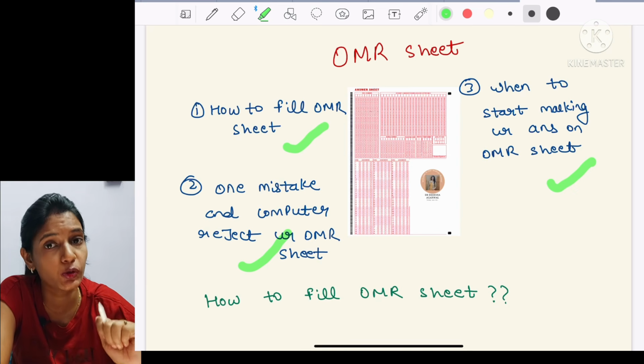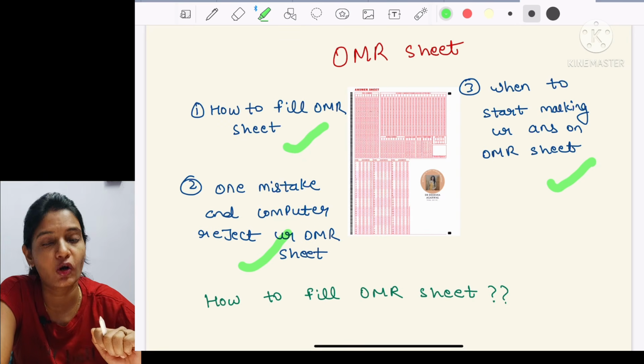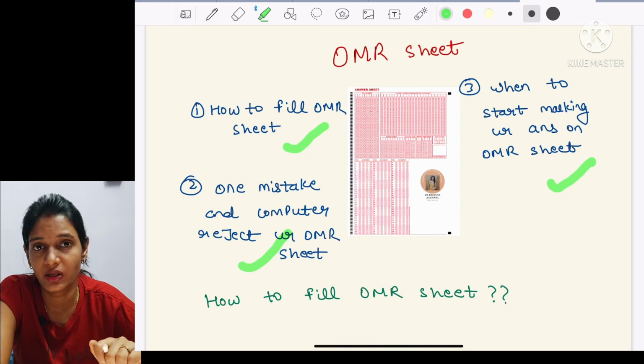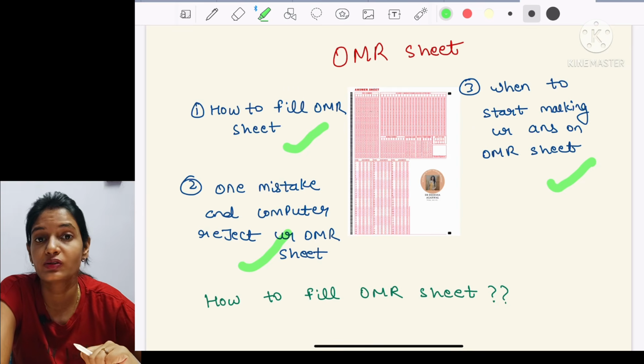It is also going to be a game changer this time in this exam, because you have only 120 minutes for the 120 questions. In that you have to fill the OMR sheet also, so it becomes tricky this time how you manage that. So I am going to tell you each and everything, so stay tuned.